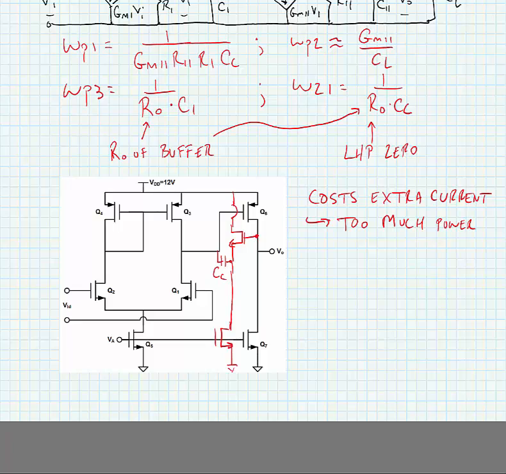So in the next set of slides, we're going to look at using a nulling resistor, which is a better solution because we can do this without using very much power at all.